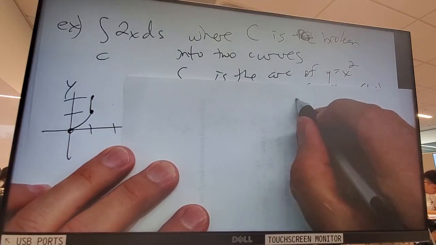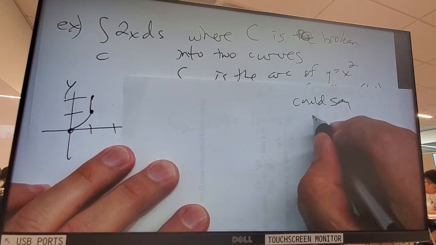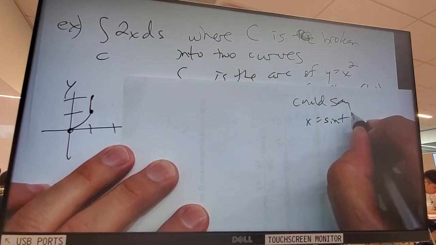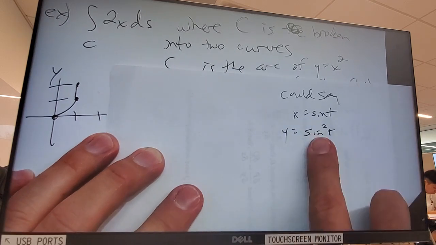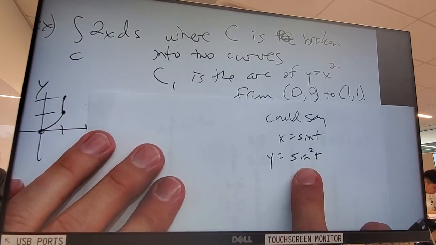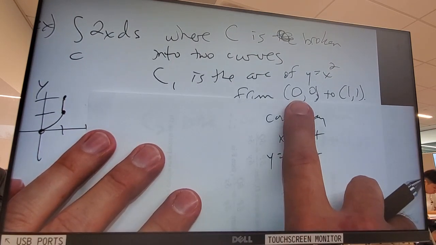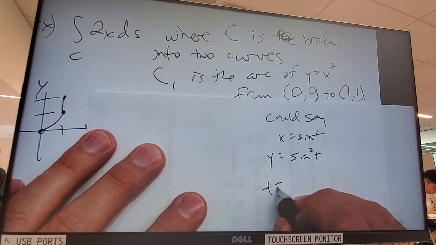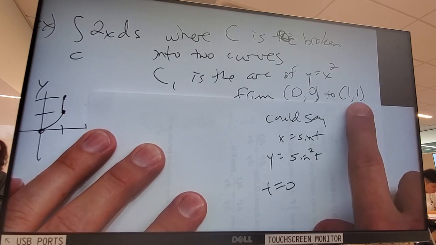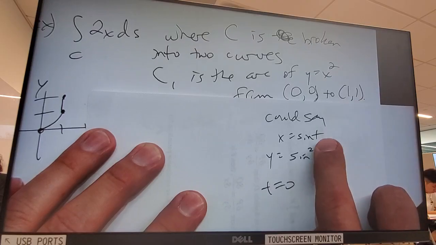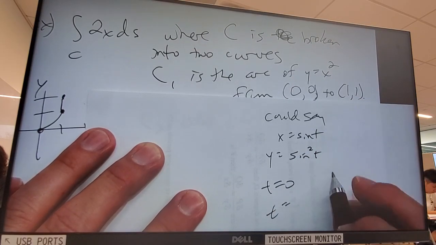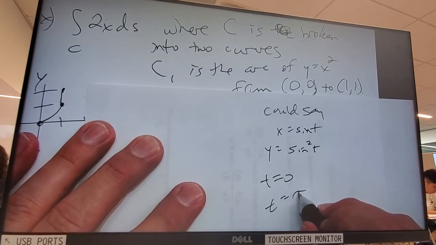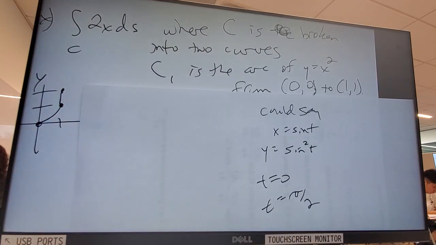I could say x equals sine t. That would mean y is sine squared t, yes? When t is 0, what point am I at? (0, 0). So see how it matches up? So t is 0. When do I make it (1, 1)? How do I get these to be 1 each? If t is, you can do it. Pi over 2. You can see what I'm saying.